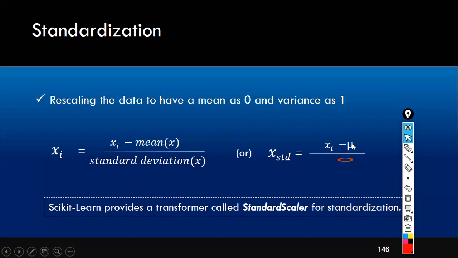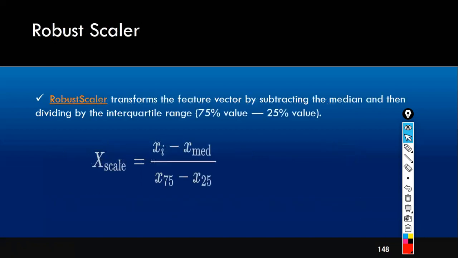We use the standardization technique the majority of the time. The sklearn package provides the transformer StandardScaler. MinMaxScaler is for normalization, and StandardScaler is for standardization. Apart from this, we have something called RobustScaler. This converts your column by subtracting the median and then dividing by the interquartile range, 75% minus 25%. This is the formula.